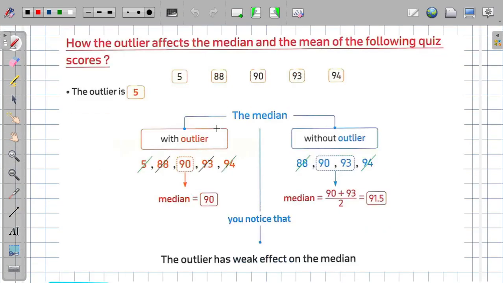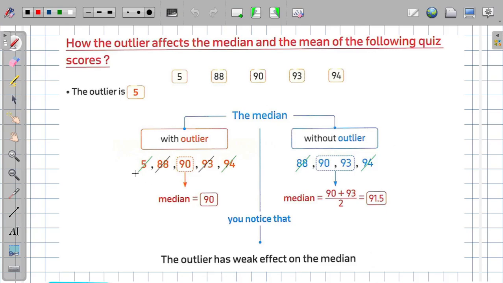Next, I want to know how the outlier affects the median and the mean of most data sets. Okay, so I have an example like this. I have quiz scores. I have 5, 88, 90, 93, and 94. Here I have one outlier, and this outlier is 5 because 5 is much smaller than other values. So I will say if I have an outlier and if I don't have the outlier, what will happen?